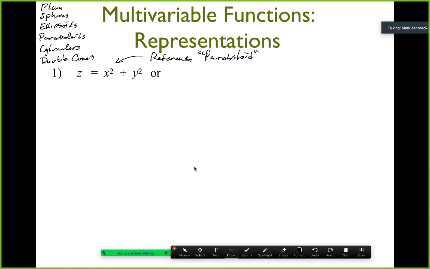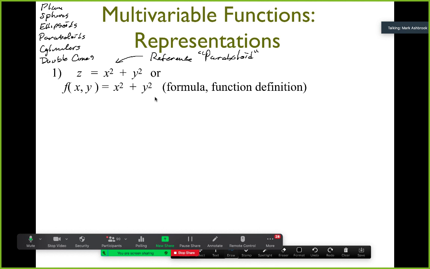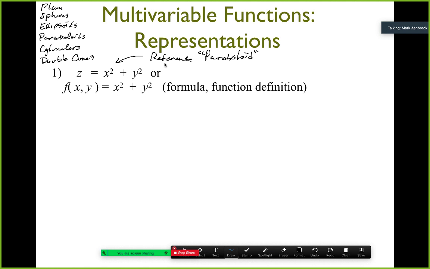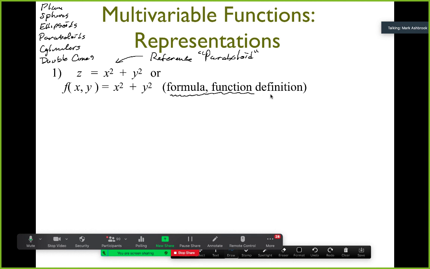Now these surfaces, for instance this reference paraboloid, as she mentioned earlier, we can see as a multivariable function. So rather than write z, we could use function notation that says this quantity, f of x, y, is a function of x and y taken together. We could have any formula here involving x and y. So this is the particular function that was our reference paraboloid. And this is our first representation: a formula or function definition.